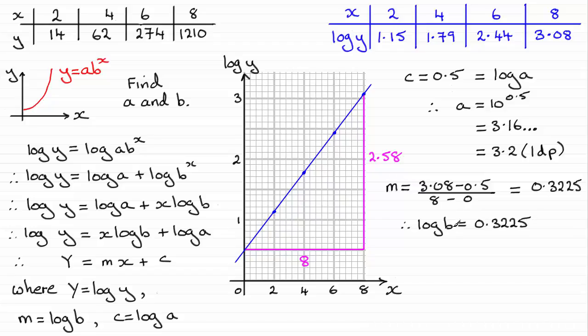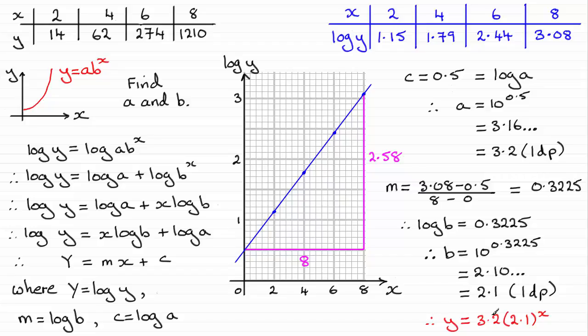And to work out b, I just need to antilog both sides. This is to base 10, so b will be equal to 10 to the power 0.3225. And if you work that out, you get 2.1 to 1 decimal place for b. So I've got my values for a and b as requested. And this curve then, y equals a times b to the power x, becomes y equals 3.2 times 2.1 to the power x. Okay, so I hope you were able to get that right.